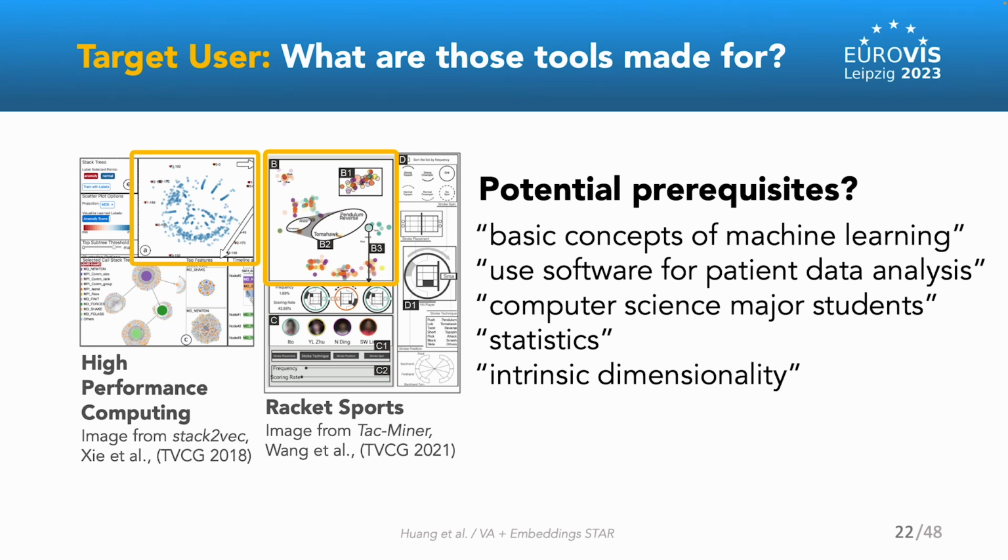Besides some commonalities that might be applicable to every VA tool, we discovered that a few authors mention some criteria when deciding on their user study participants. Even though the target users may be from a specific domain, such as medicine or just game players, they are implicitly required to have some basic concept of machine learning, using software for patient data analysis, be computer science major students, or students who understand statistics and intrinsic dimensionality.